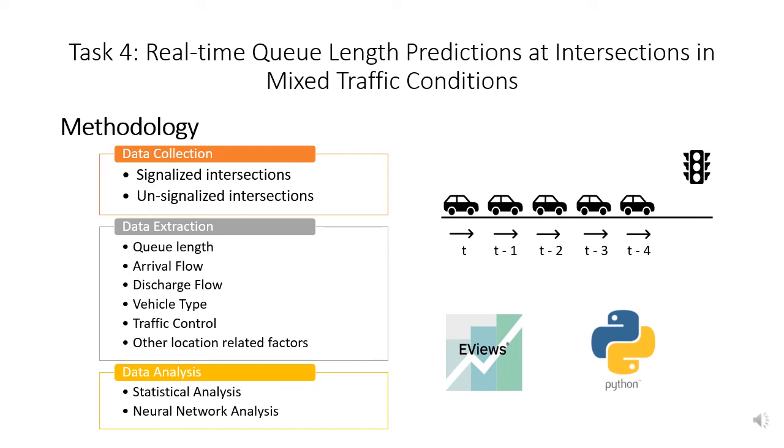The data analysis is focused on two phases: the statistical analysis and the neural network analysis. The statistical analysis is based on time series analysis in the EViews software, and the neural network analysis is based on the long short-term memory method in the Python software.